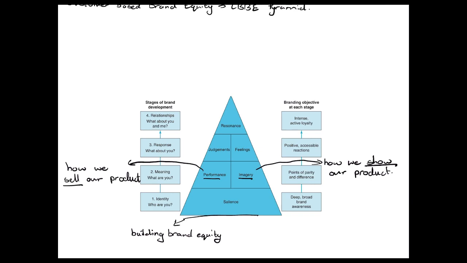judgments and feelings. These again are on the same level. So we wonder, why do they correlate and how do they correlate? So here we talk about our stages of brand development. We speak about our response. What about you? And then our objective is positive, accessible reactions. So in other words, a brand judgment is how the consumer judges our brand and their personal opinions and evaluations. They involve how customers put together all different performance and imagery associations of a brand to form kinds of opinions.